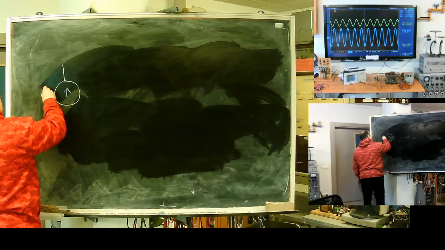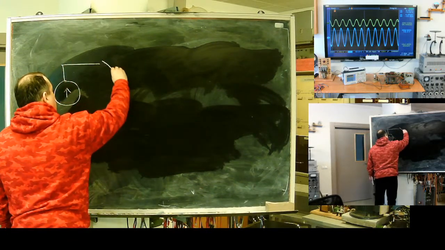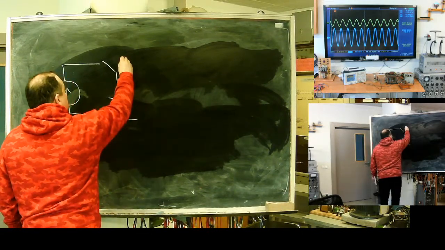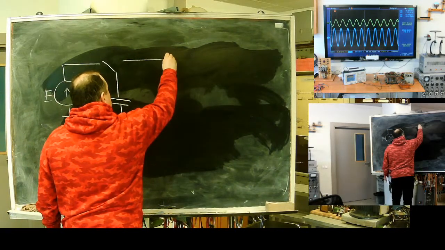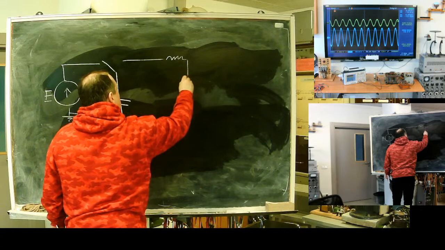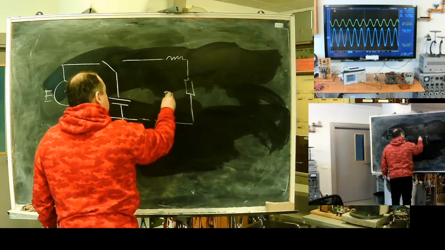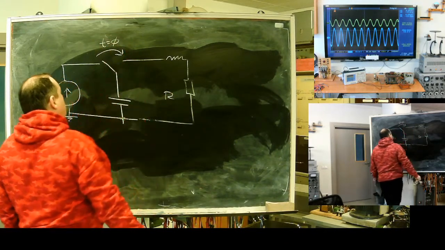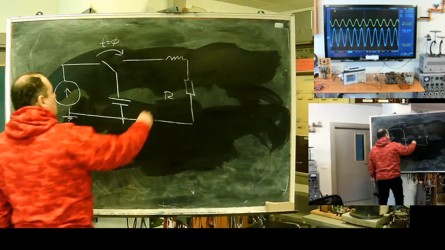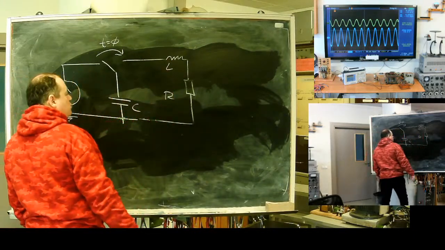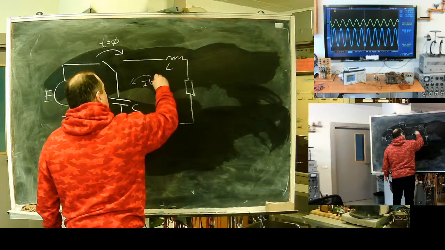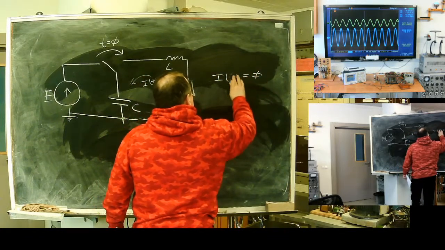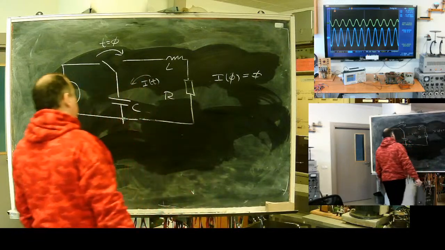I have a DC source, the capacitor will be charged from it, and then a coil and resistance switched at time 0. Coil, capacitance. What's good here? This is current. Current at 0 equals to 0.